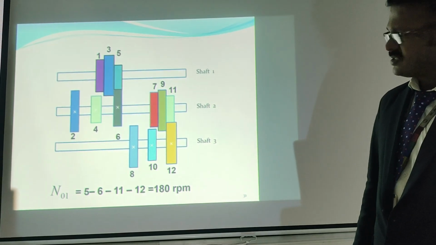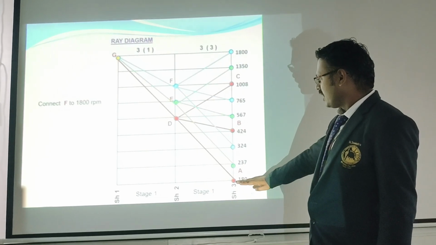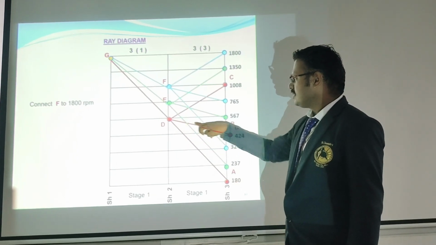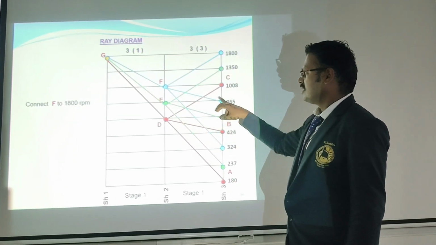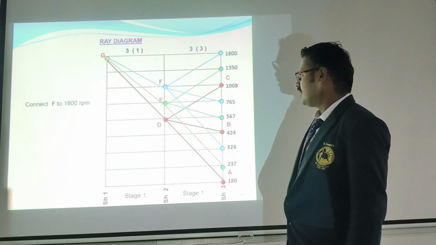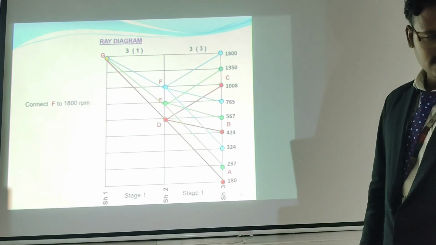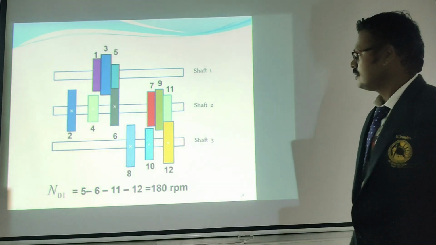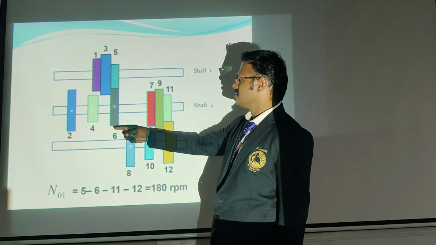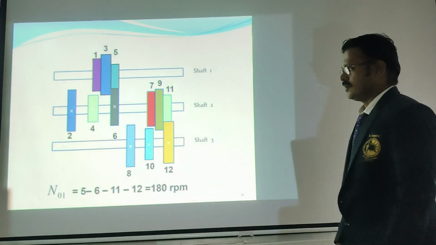So now our first speed is 180. So 180, it is a 424, it is a 1008. So see this red color alone. So from 567 to 180. Okay, this is the lowest speed. I have to choose the larger gear for this. So here also the larger gear is 6. So 5, 6, 11, 12 combination, 180 RPM.